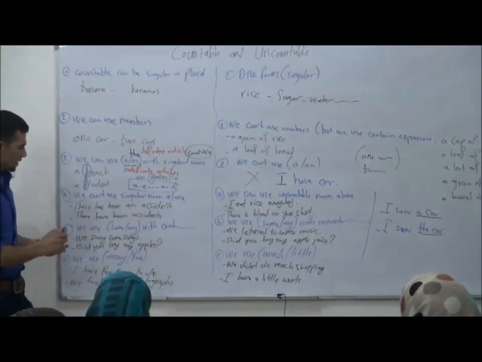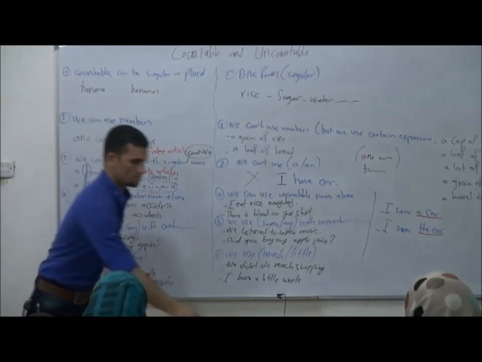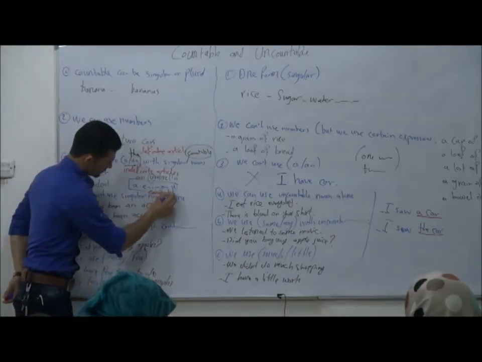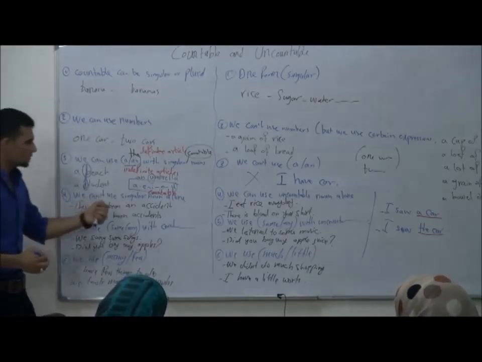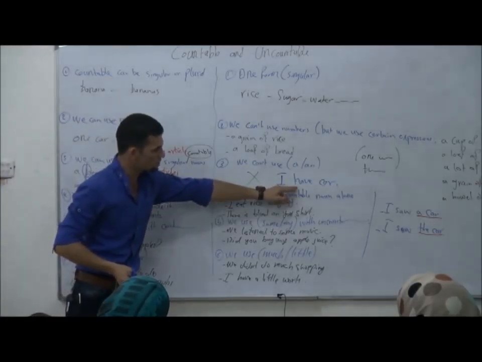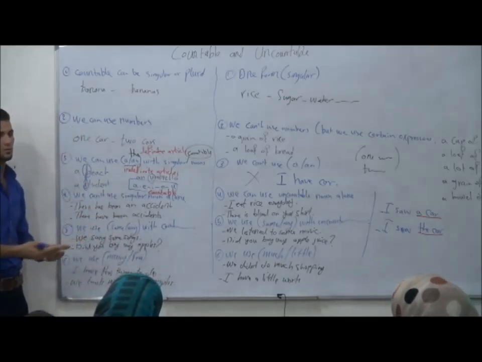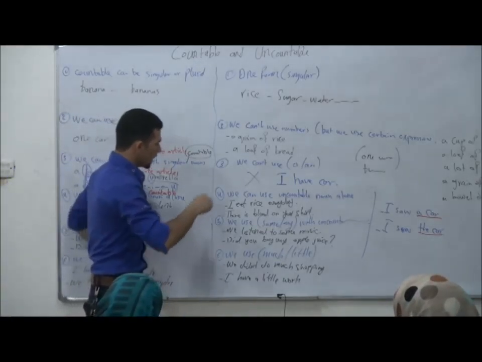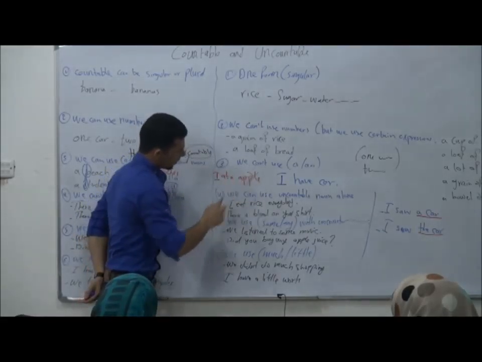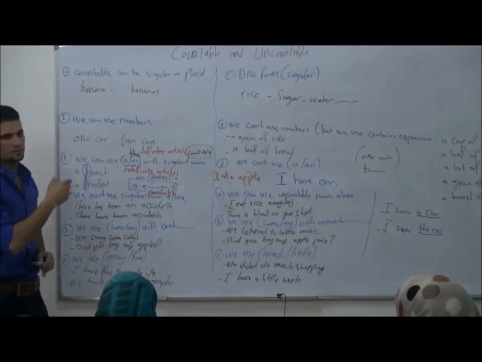Of course, these are countable. Singular countable nouns cannot be used alone at all. Do not say I have car, I have book, I have pen. Say I have a car, I ate an apple. Not I ate apple, that is wrong. Be careful, you have a problem with this usage. You say it is normal, but no: I ate an apple.